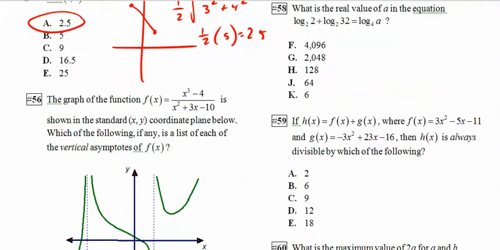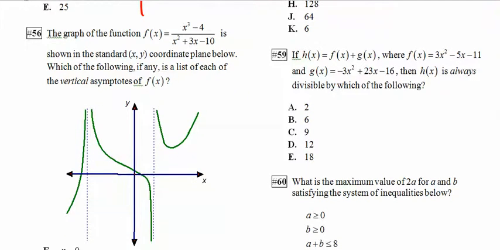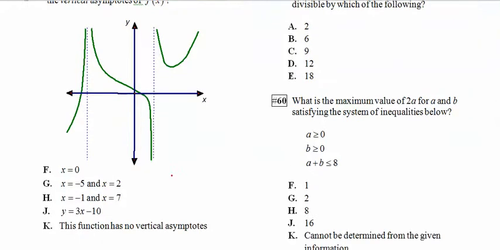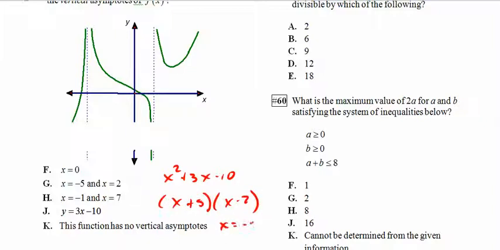Graph the function shown below. Which of the following, if any, is a list of vertical asymptotes? To find vertical asymptotes, factor the denominator, which is x squared plus 3x minus 10. x plus 5, x minus 2. Solve it. I get x equals negative 5 and 2, which is what it looks like on the graph. So negative 5 and 2.